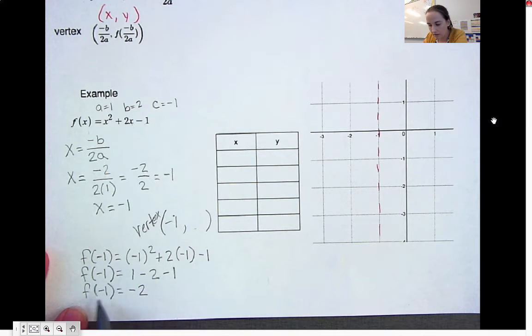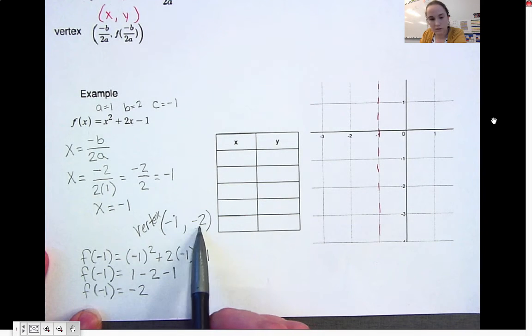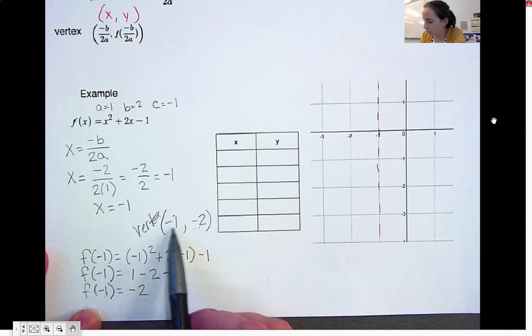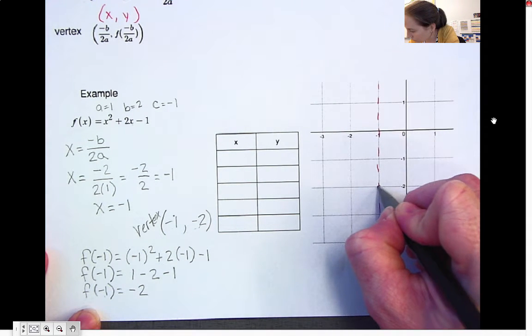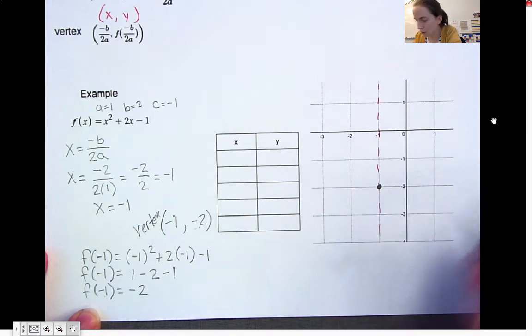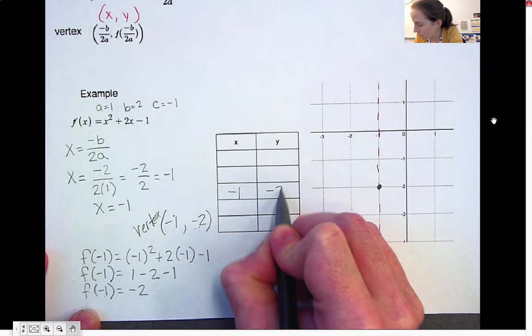So when I plugged in negative 1, I got negative 2 as my y value. So negative 2 goes here. And now you know the vertex. The vertex is at negative 1, negative 2. So I go over negative 1, down negative 2. There's the vertex. And I'm going to put it in the center of my table. Negative 1, negative 2.